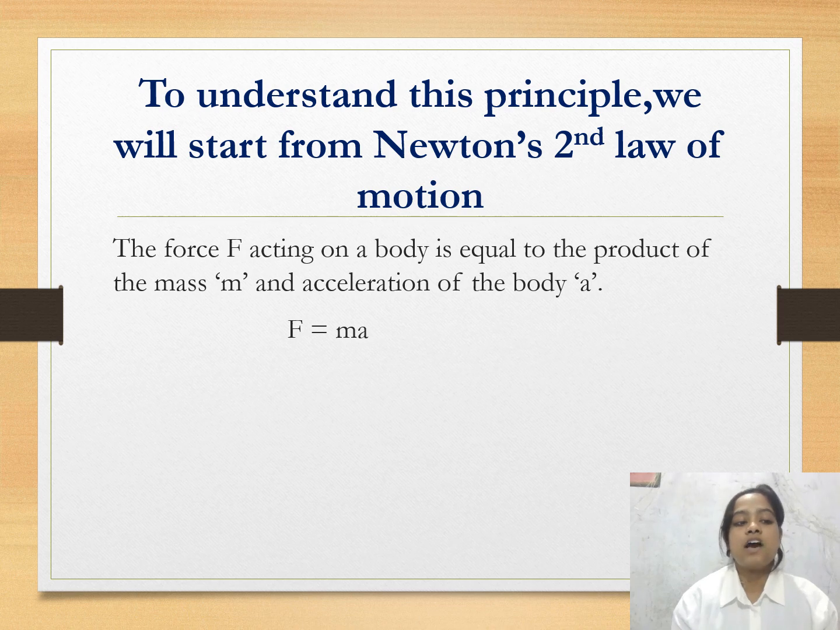To understand D'Alembert's principle, let's start with Newton's second law of motion. We already know this. The force F acting on a body is equal to the product of the mass, that is m, and the acceleration of the body, that is a. Or we can say F equals ma, which is the equation of Newton's second law of motion.